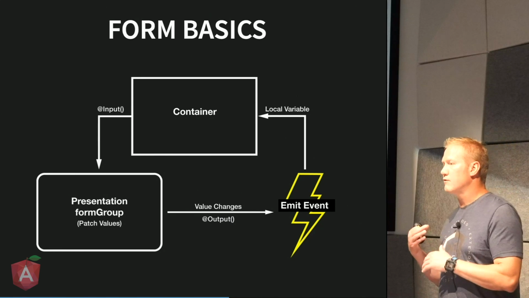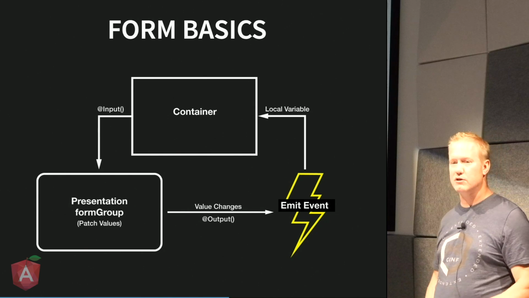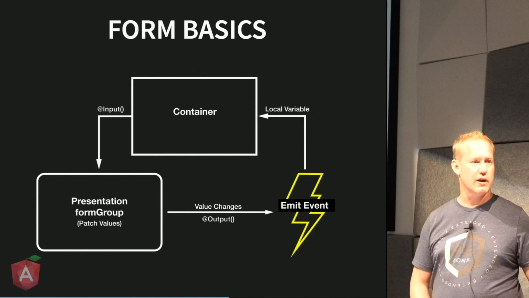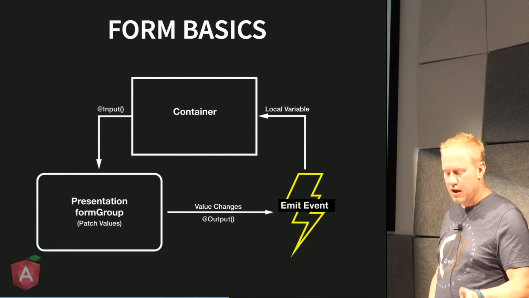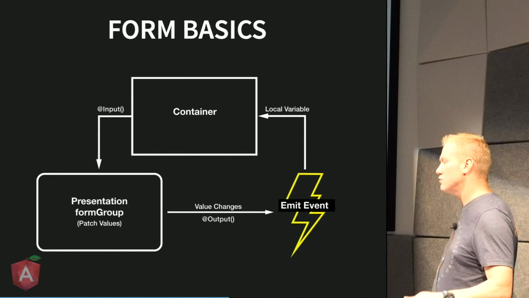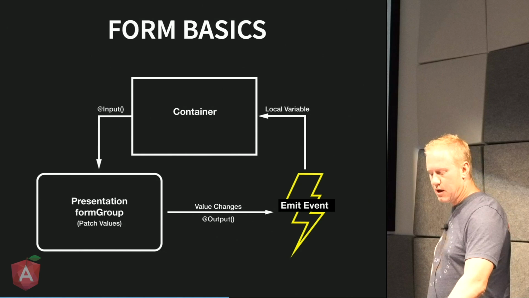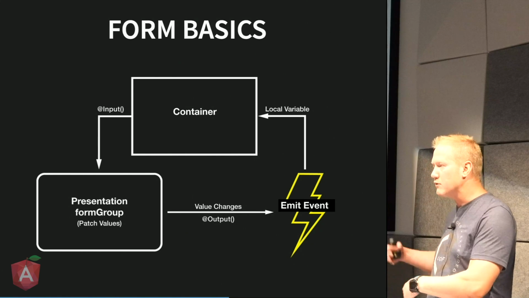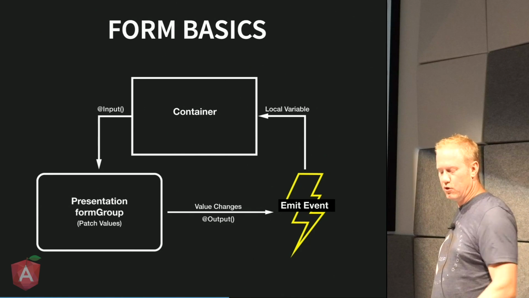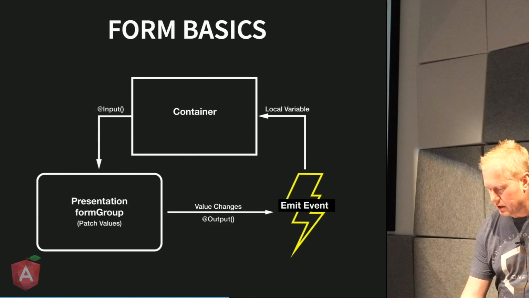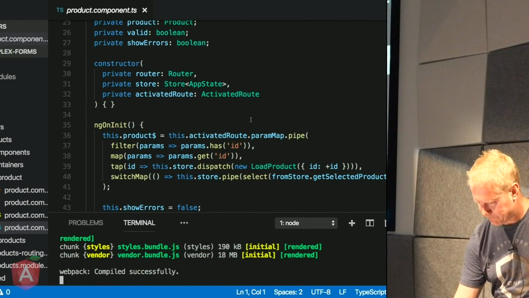So again, just to reiterate here with the form basics, we have our container, we're passing things down via inputs, our presentation component receives that, it's creating a form group with no default values on it, adding the validators, and patching the values when the inputs change. Any changes to those values, we're subscribing to, debouncing, skipping the first one, and sending those back up to a local variable. So let's take a look at a little bit of code here because we updated a couple of things and I wanted to show you.